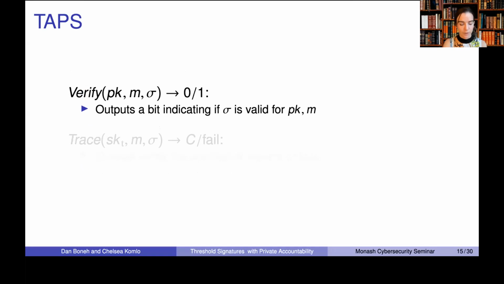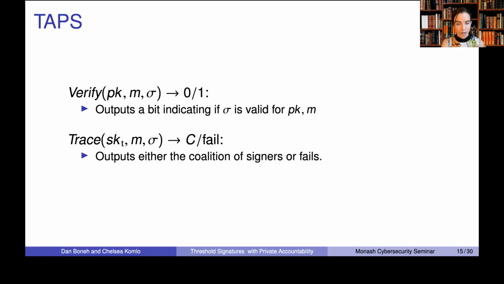Verify is exactly what you would expect in a signature scheme. It takes the public key, message, and signature, and outputs a bit indicating whether it's valid or not. Then trace takes the TAPS signature, the message, and the secret tracing key, and outputs either the coalition of signers or it fails. Given that signature, and very importantly its secret tracing key, it can recover that coalition of signers. But the secret tracing key is required in order to recover that coalition.